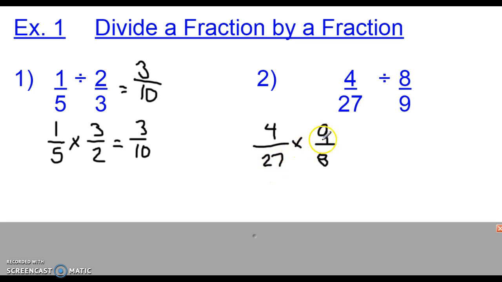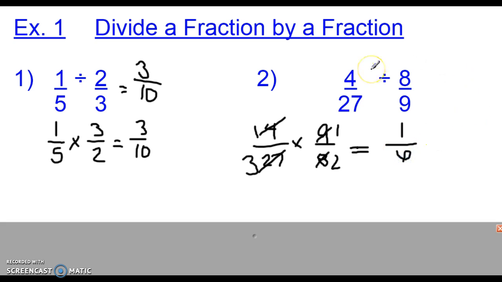So 27 and 9, I can divide them both by 9. That would give me 1. And then 27 divided by 9 is 3. And then what are my factors of 4 and 8? The greatest common factor between 4 and 8 is 4. So I divide out 4 and get 1. And I divide out 8 and I get 2. Now when I multiply across, I get 1 times 1 equals 1. 3 times 2 equals 6.